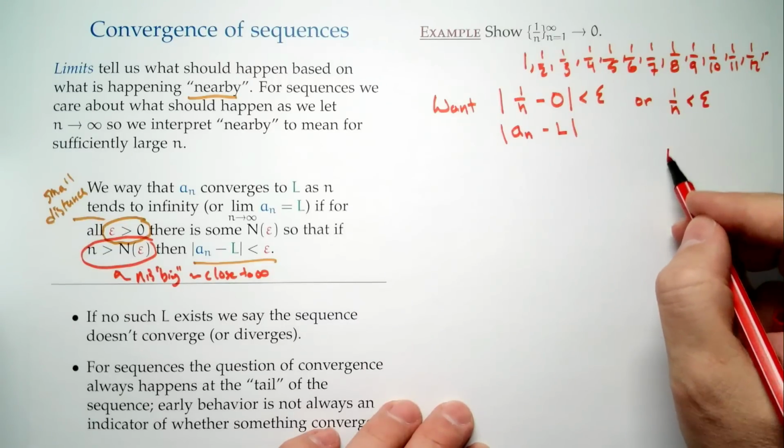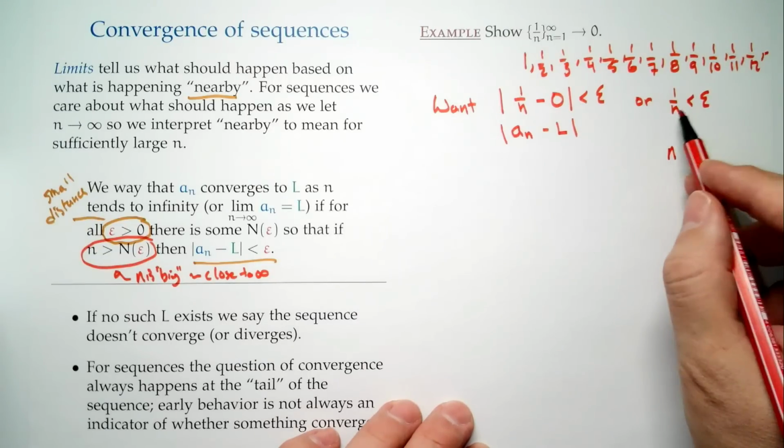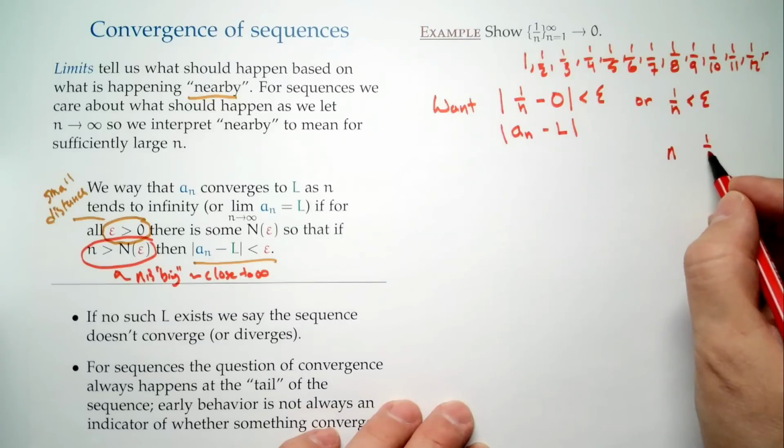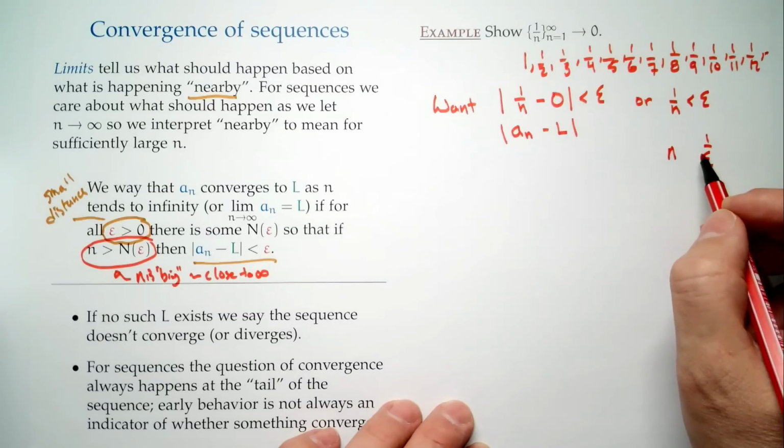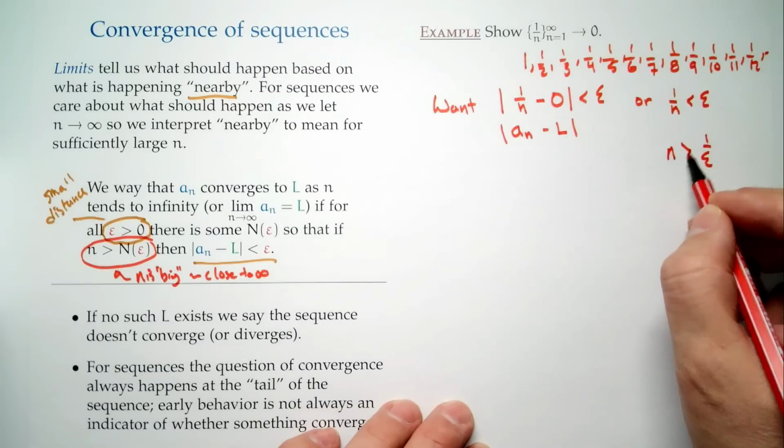So let's flip it. So that says I want n. Well, if I flip that side, I need to flip the other side, 1 over epsilon. What happens to my inequality? It changes direction.